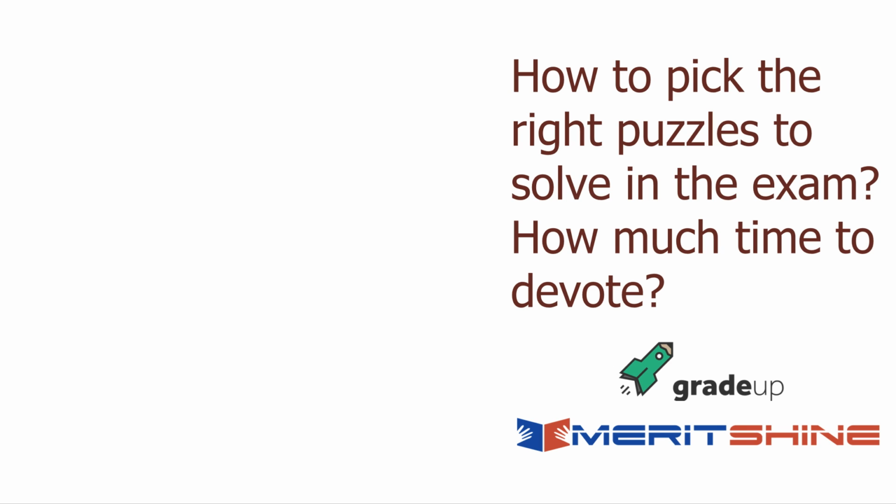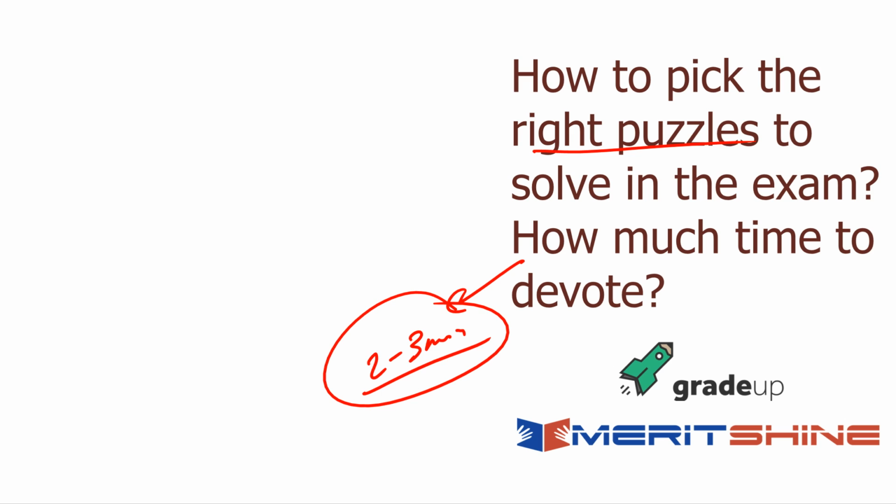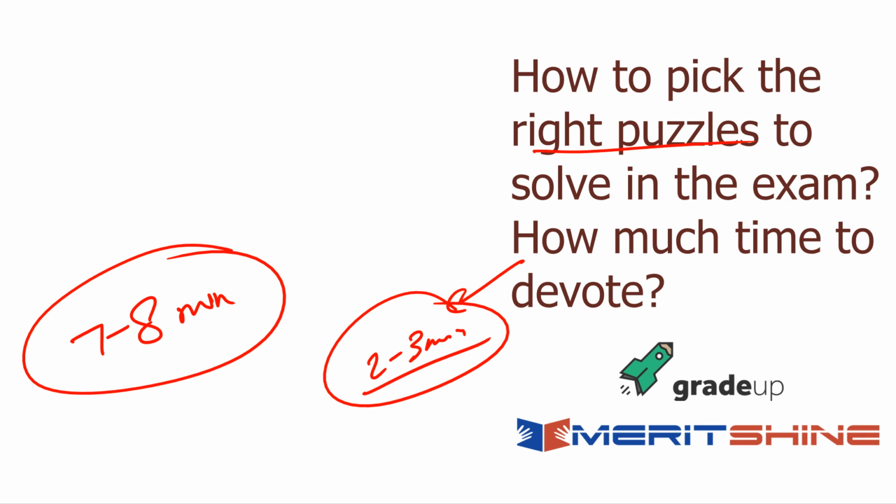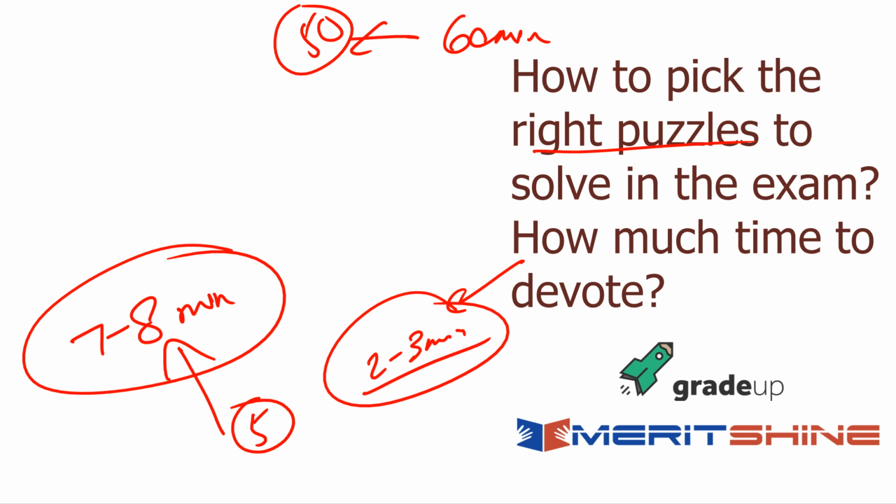How to pick the right puzzles, again I've been speaking so much on it, and how much time to devote: not more than 2-3 minutes, because if it's an easy question, not more than 2. Somebody asked me, I can crack difficult puzzles but I take 7 to 8 minutes. Yaar, think and tell me, if the cutoff is around 50, you are saying 7 to 8 minutes for 5 questions. I already have a problem. In a test of 60 minutes in which you have to score at least a 50 or a 60, you are giving it 7 to 8 minutes.